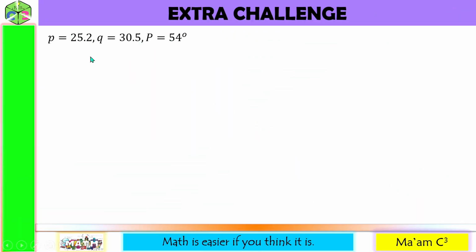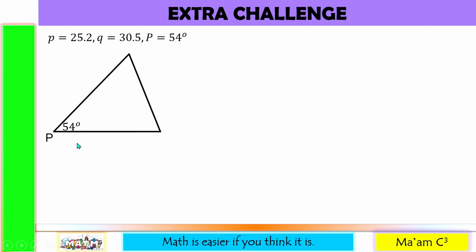p is 25.2, q is 30.5, angle P is 54 degrees. This is an acute angle. Let us construct a triangle having an acute angle. This is P, 54 degrees. Opposite angle P is side p, 25.2. And another side is given, 30.5. Let me put it here.